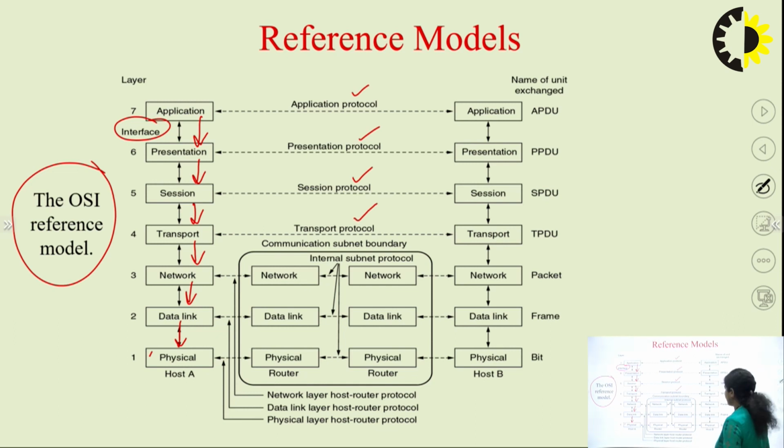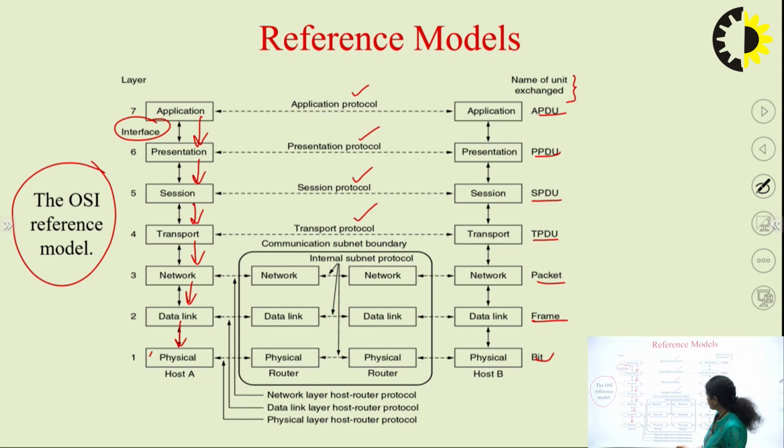Now we can see here the data is in the form of bits. Next, at the data link layer, data is available in the form of frames, then in the form of packets, TPDU, SPDU, PPDU, APDU and so on. So what is this? This is the name of the unit exchanged: application protocol data unit, presentation protocol data unit, session protocol data unit and so on. So according to the layer, the units and the protocols we will be using, right.